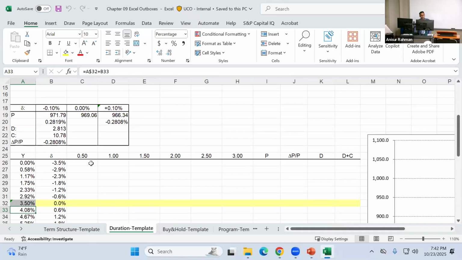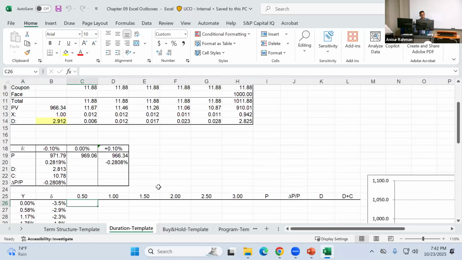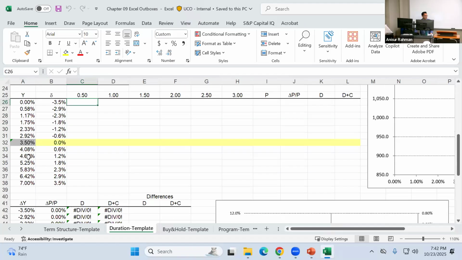Now we have to find out the present value of the cash flows using this discount rate, right? Using this interest rate. And when I copy and paste as values or just paste, which one? It should be formulas. Yeah, paste as formulas from here. Copy this and paste as formulas.